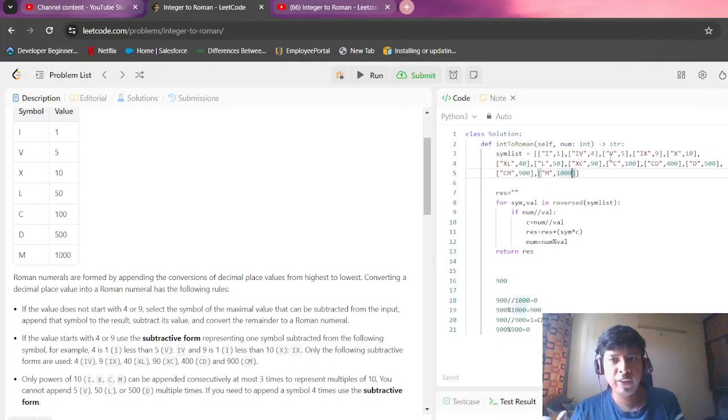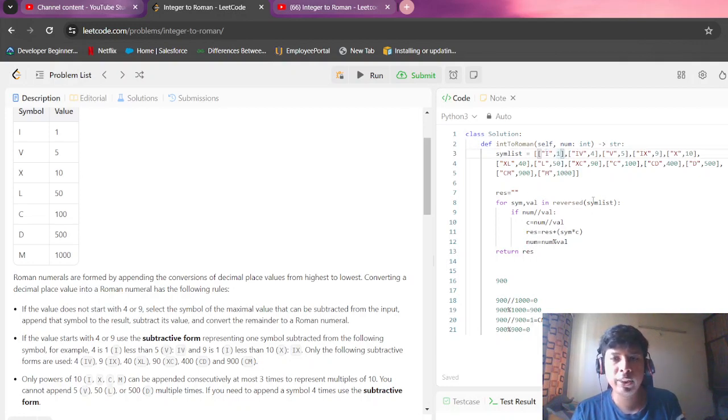IV is equal to 4, V is equal to 5, IX is 9, and I have marked it in a very proper sequence as given in this table, inserting the missing values at the proper place. Now this res is the output, because we are going to give the Roman output, which would be a string type as it is given in the function. So I have taken this res variable where I will store the output. Now I am taking sym, value. Sym would be denoting these values like I, IV, V, and value would be denoting the value corresponding to that symbol.